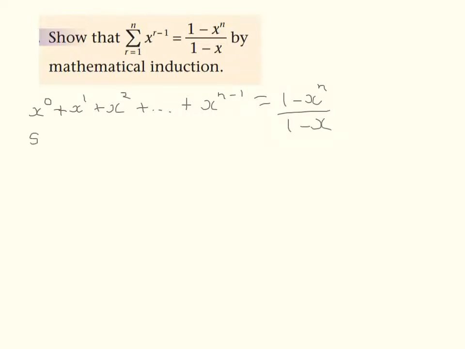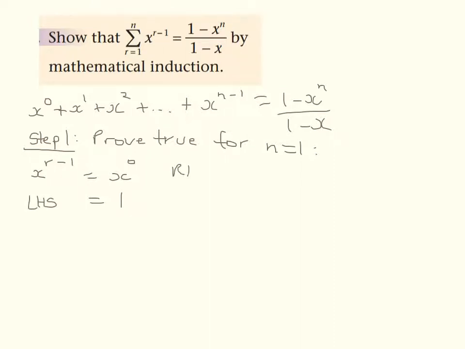So we start as normal. Step 1 is proving true for the smallest n, or r in this case. So prove true for n equals 1. So the general term is this one here. So we sub that in and let n equal 1. So if x to the r minus 1, if r is 1, that's x to the 0, which equals 1. That's the left-hand side.